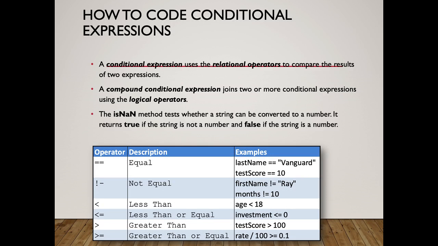Conditional expressions are where we take two values and convert them into an expression that is a Boolean. So we can do an equal check, not equal, less than or equal, greater than or equal. One thing that is not in this chart is that JavaScript has the ability to have a triple equal. Does anyone here know what a triple equal versus a double equal does? That checks for the same type.